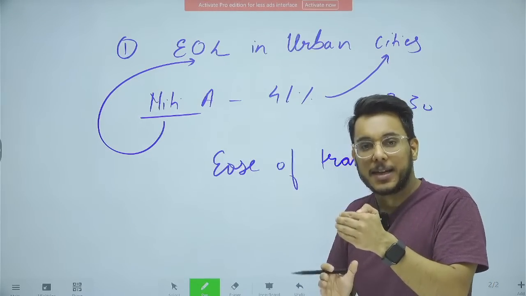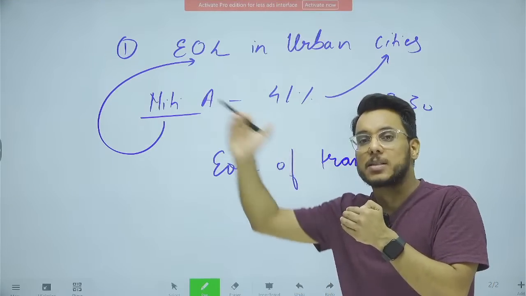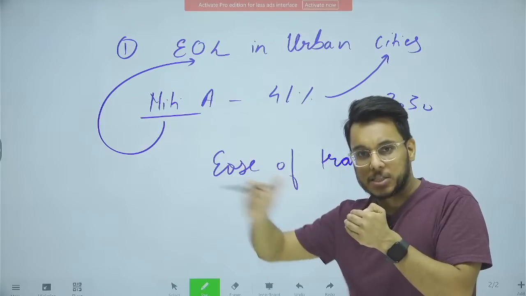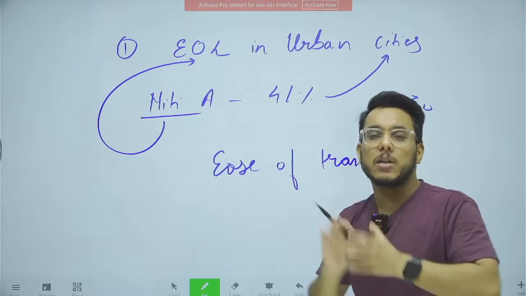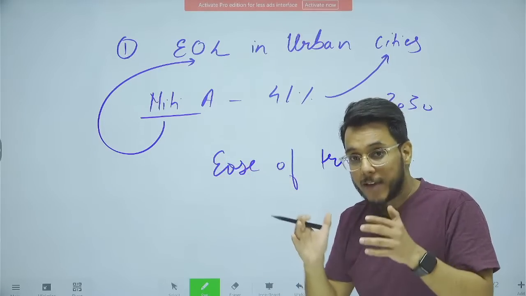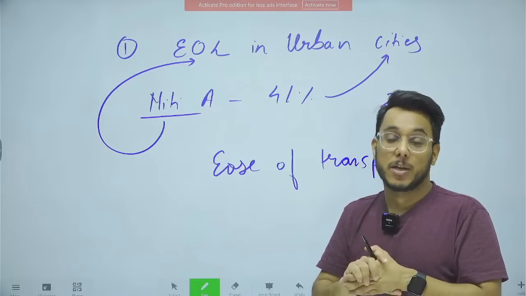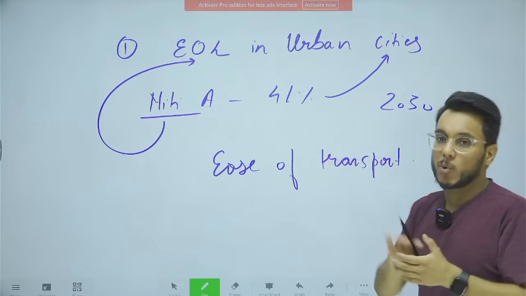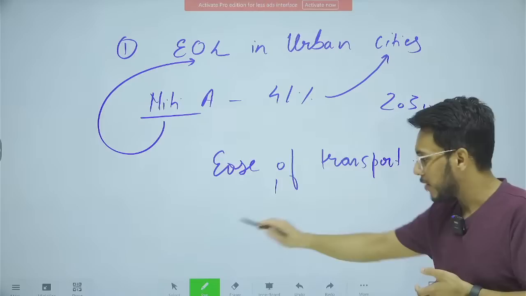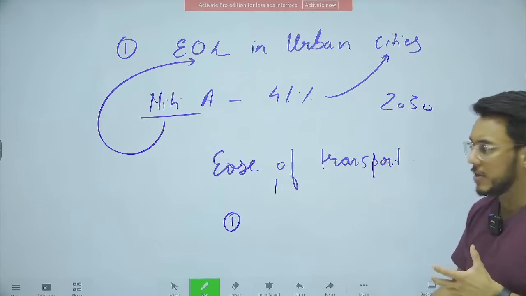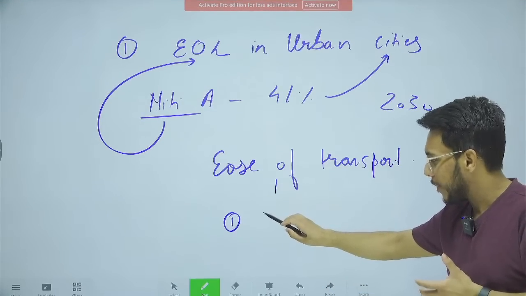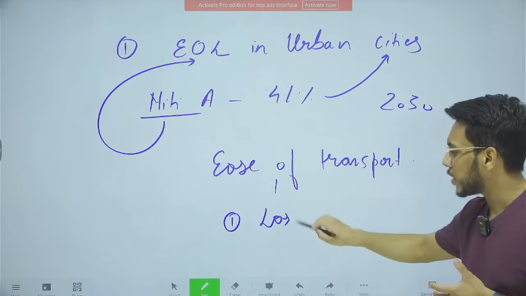If you are living in Delhi and you have to commute from your place to your workplace, and let's say the distance is 10 kilometers, it might take 1 hour, 1.5 hours one way. So every day 3 hours are just being wasted in commute. These are the productive man hours which are being wasted. So ease of transportation is not good. Why? Number one, we see that last mile connectivity is not there.